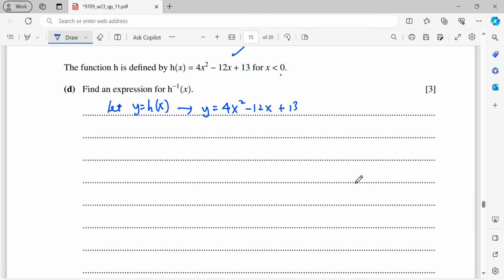That means this is going to be (2x - 3)² + 4 is my y. To get the h inverse, I get x as the subject. So move the plus 4 to the other side. So y - 4 is (2x - 3)². So then 2x - 3 equals plus or minus the square root of y - 4.